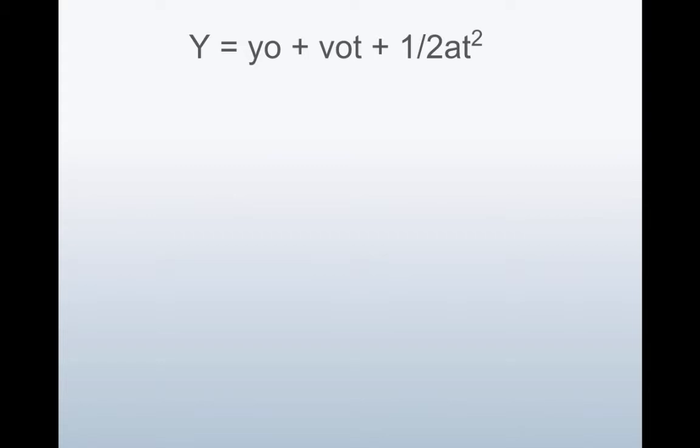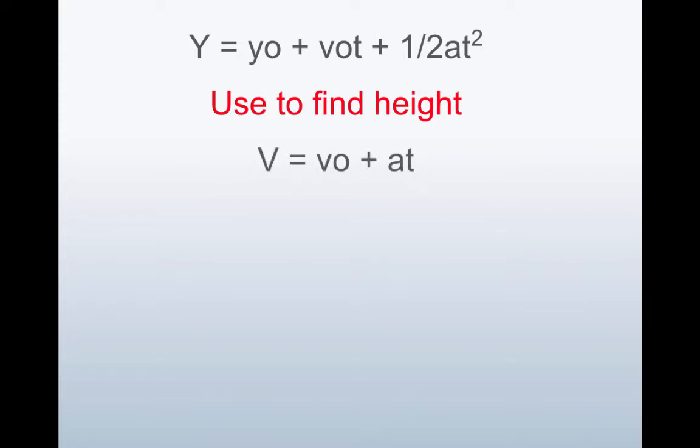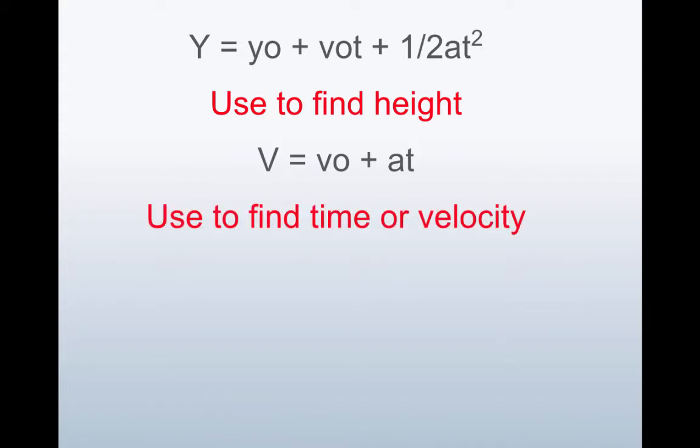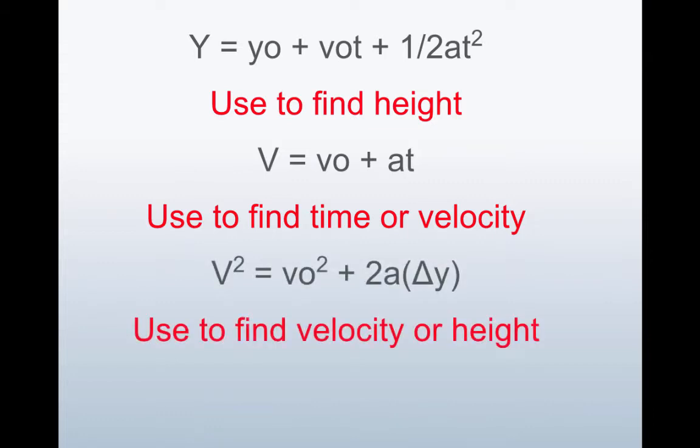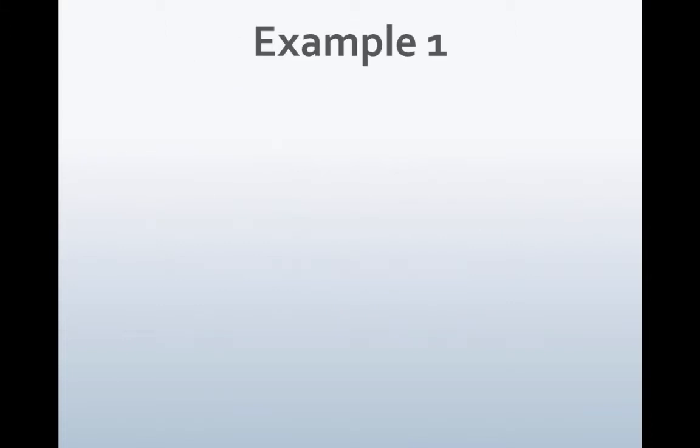So this kinematic one can be used to find height. We have also rewritten it to find time, and we're going to go through more of those in class. Kinematic 2, the first one, is kinematic 2 to find height. Kinematic 1 is used to find time or velocity. And kinematic 3 is used to find height or velocity. Be sure you get these on your formula sheet. I know they're already there.